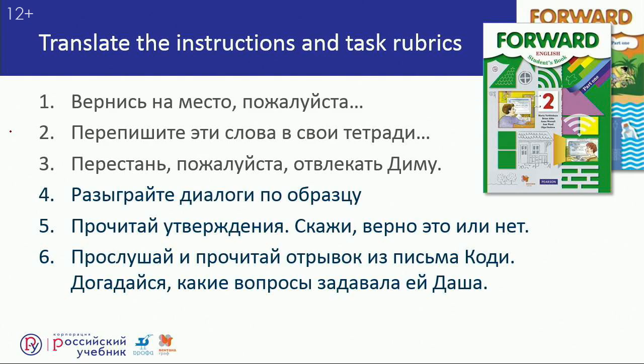But now, as we have spoken about instructions and as we have spoken about task rubrics, this task combines elements of classroom instructions, numbered as 1, 2, and 3, and elements of task rubrics, numbered 4, 5, and 6. Could you please write your ideas for instructions and for task rubrics? So once again, instructions, what you say in the classroom, task rubrics is what you write in the books.